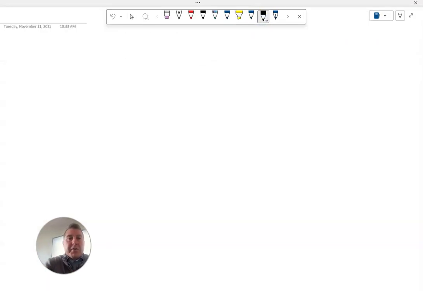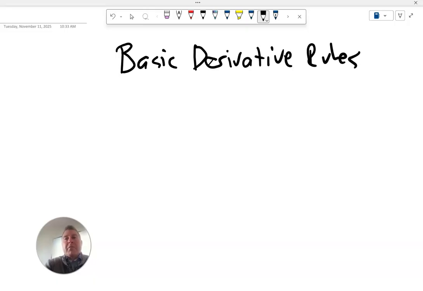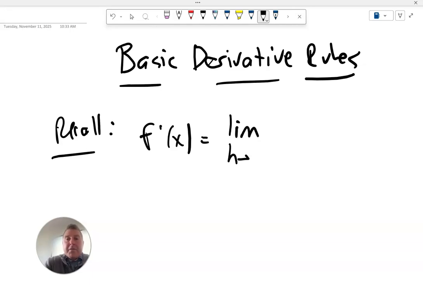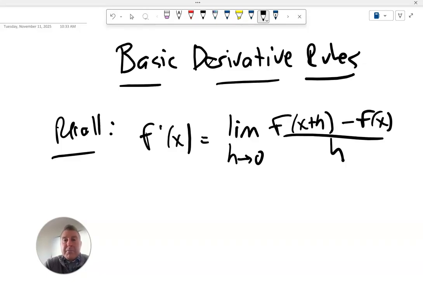In this video, I'm going to introduce you to some basic derivative rules. Now, we have worked for quite some time. Recall that we have defined the derivative of a function, and this is new notation, f prime. That means the derivative of a function is basically the limit as the 2 points get closer and closer together of the slope between any 2 points on that curve, right?